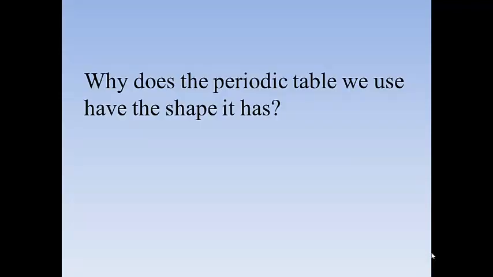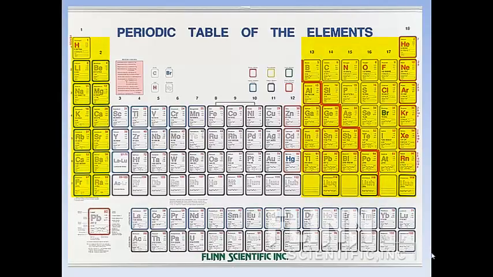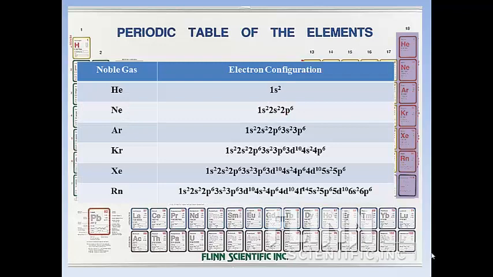So why does the periodic table we use have the shape it has? We're going to start by looking at the representative elements, groups 1, 2, and then 13 through 18. And we'll start by looking at the noble gases, group 18. Here is the electron configuration for all of those elements. If you look, you will note that they have a completely filled valence shell. And once you get past helium, they all consist of s2 p6. They follow a periodic pattern as far as electron configuration goes.